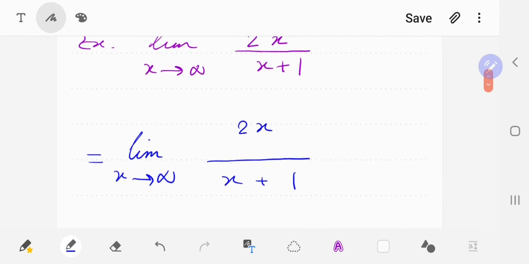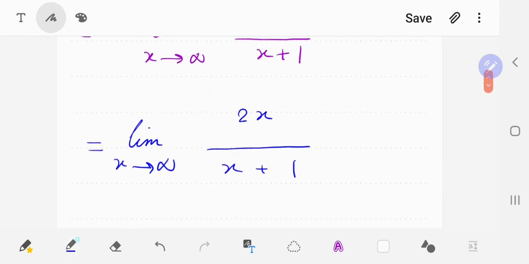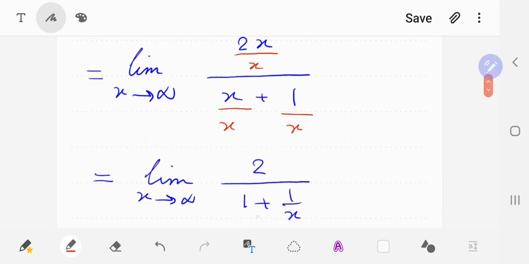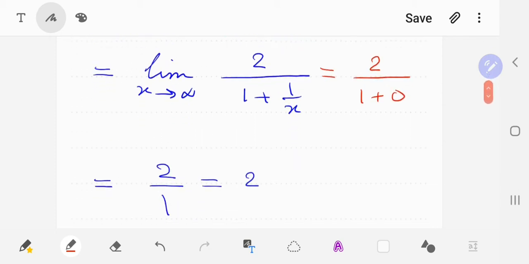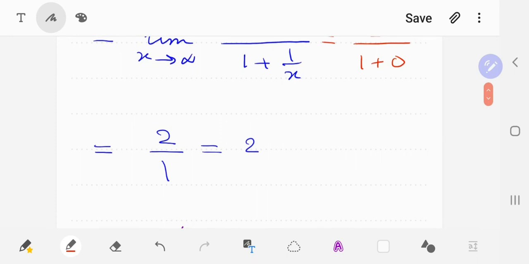As you notice here, the highest power of this function is x. To make use of the result that we just found, we are going to divide each term by the highest power. This will give us 2 over 1 plus 1 over x when you simplify. Now, if you substitute infinity, you will get 2 over 1 plus a number over infinity, that's 0. So the answer is 2 over 1, which is equal to 2.